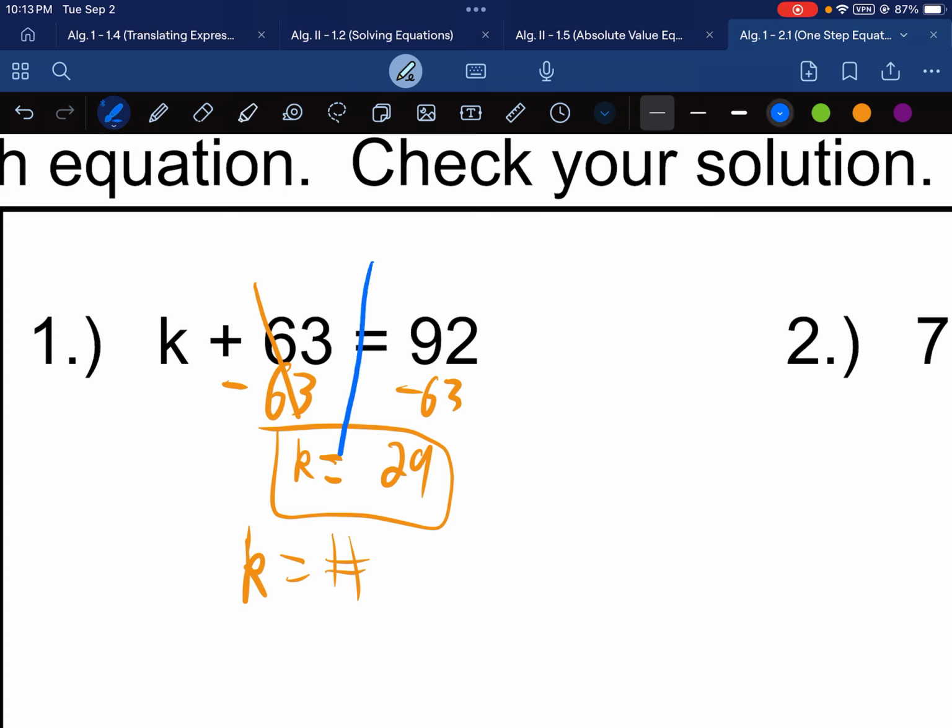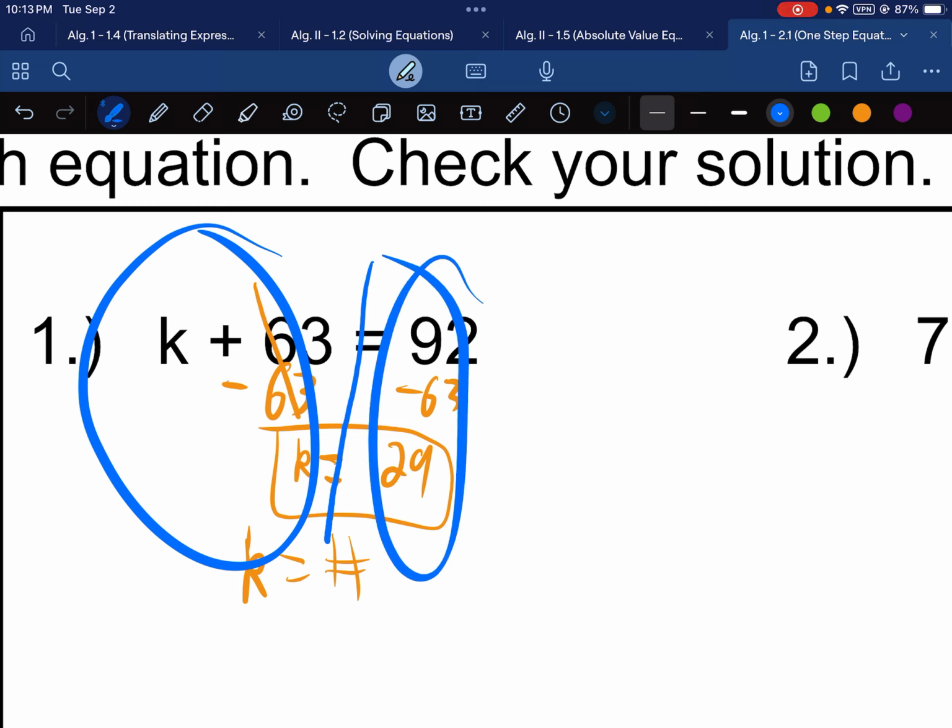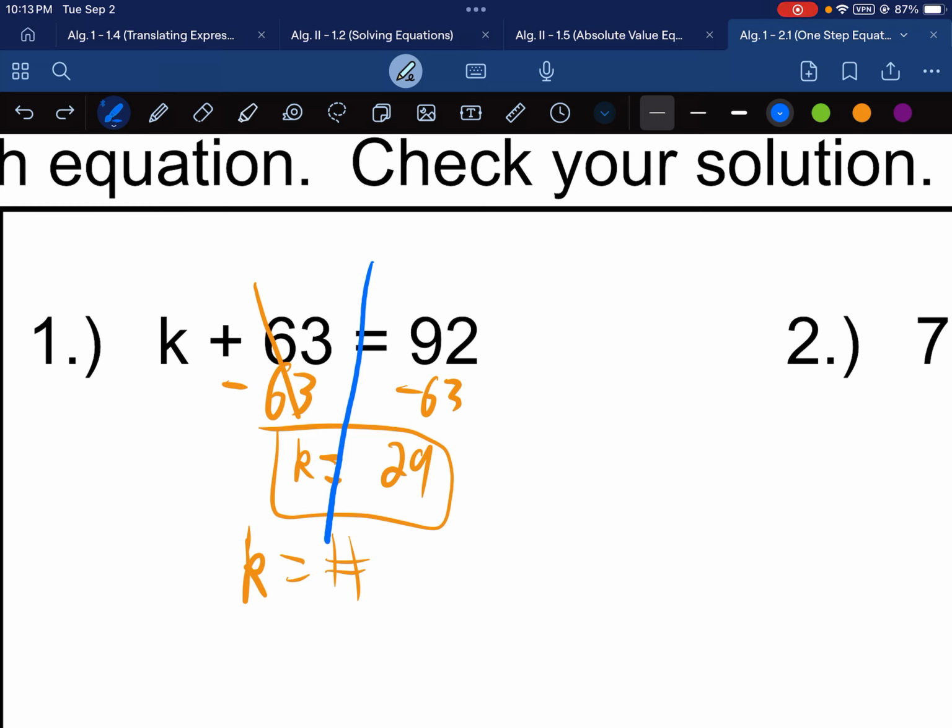And some of us might benefit from drawing a line through our equal sign. That way we can visibly see a left side and a right side. That's something that can help some of us. And so that might be a visual tool that you use to help you out.